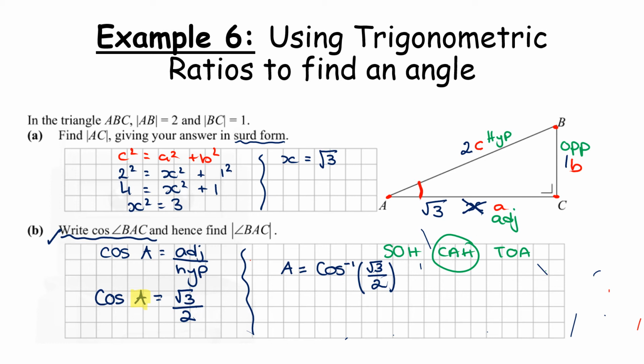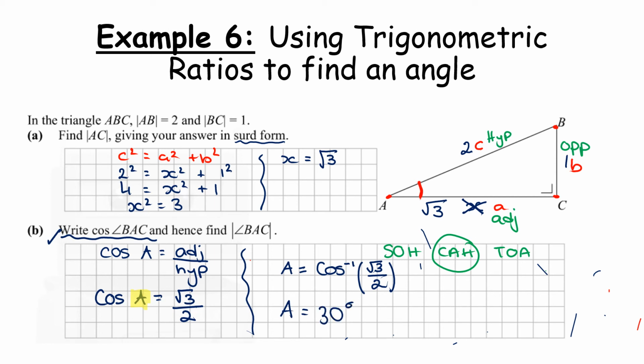Cos inverse, that little -1 means inverse, appears on your calculator above sine, cos and tan. So above sine you get sine inverse, above cos you get cos inverse, above tan you get tan inverse. And to get those, if you're using a Casio, you press your shift button and then either sine, cos or tan. In this case we're going to use cos. So we put that into our calculators and the answer we get is 30 degrees. So A is equal to 30 degrees.